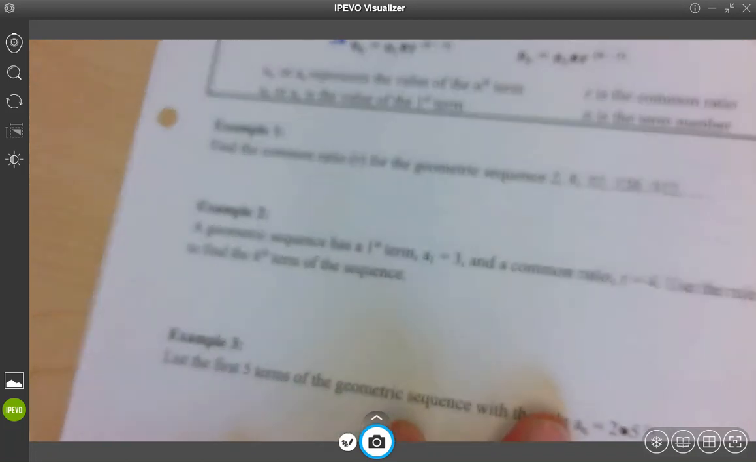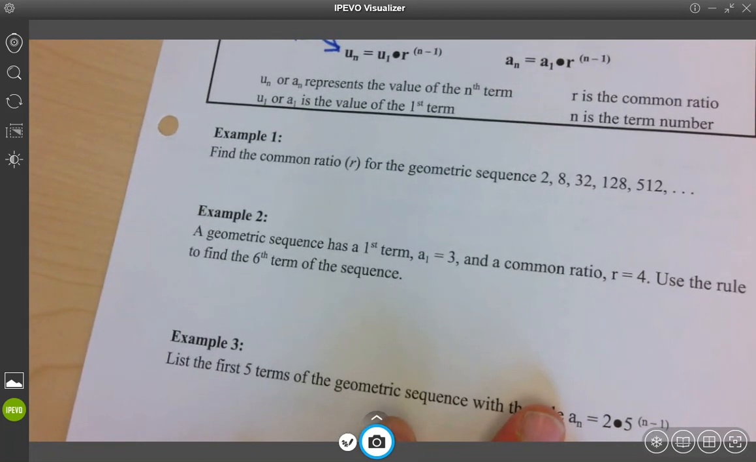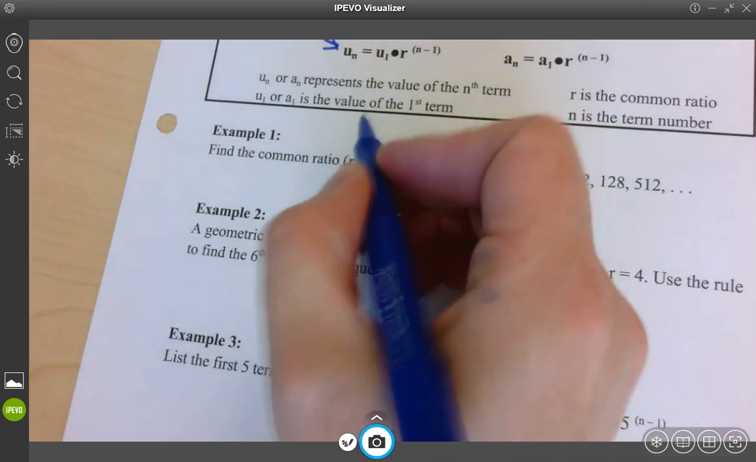All right. So in example 1, we're going to try to find the common ratio. That's the number we multiply by.